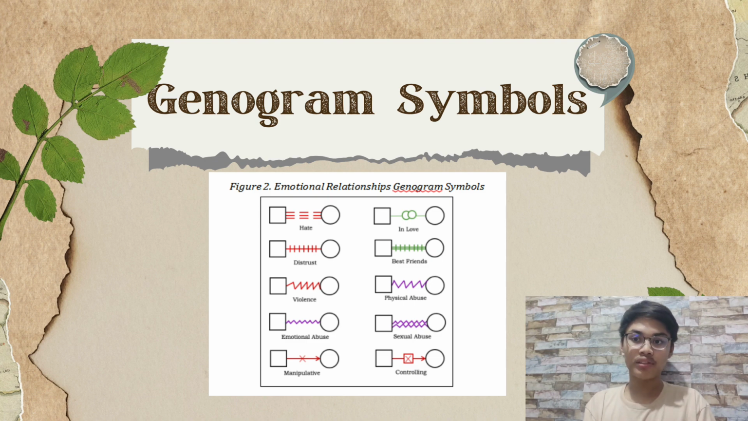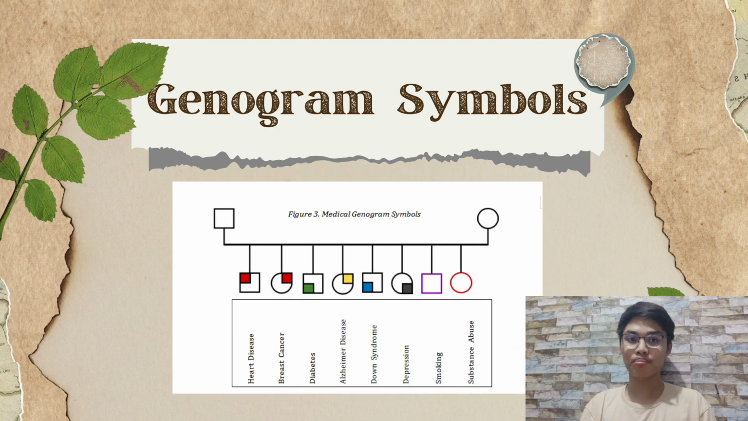And lastly is controlling. When someone is controlling another person, we can use an arrow as well, an arrow wherein at the center we use a square, a square with an X in the middle. It is used with the color red. So these are the emotional relationships in a genogram symbol.